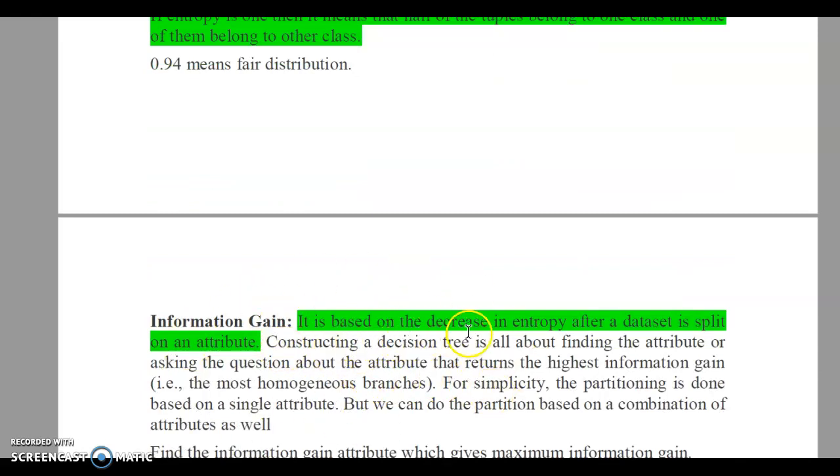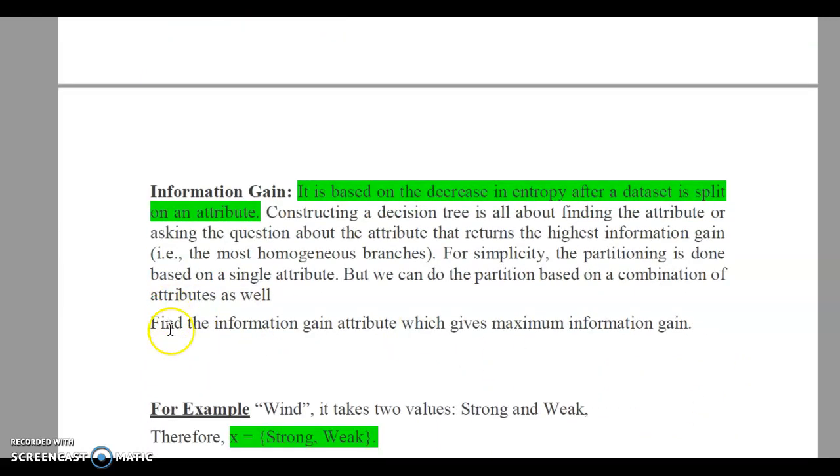Information gain is based on the decrease in entropy after the data set is split on an attribute. Constructing a decision tree is all about finding the attribute, or asking questions about the attributes, that returns the highest information gain, that is, the most homogeneous branches. For simplicity, the partition is done based on a single attribute, but we can partition based on a combination of attributes as well. Find the attribute which gives the maximum information gain.